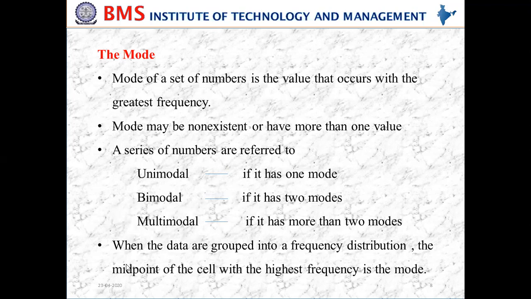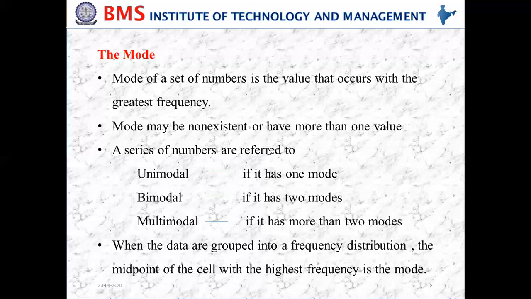When the data are grouped into a frequency distribution, that is, in the form of, for example, class intervals, and then you find the frequency of that particular class interval, you have arranged the data in the form of a frequency distribution.